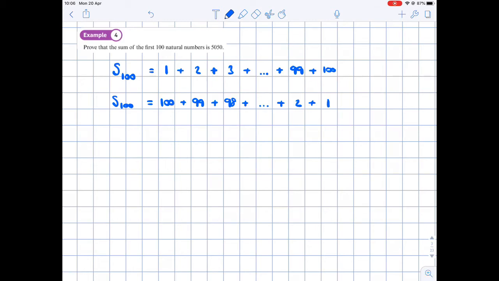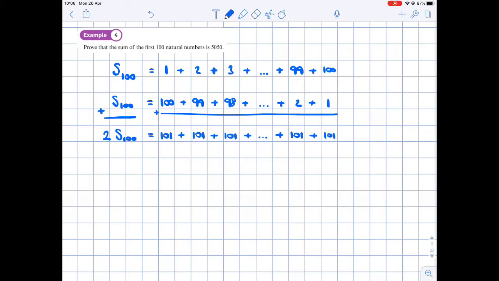And as we can see here, if we add the left hand side together, we get 2 lots of the sum of 100. And if we add the 2 right hand sides together, we get 101 plus 101 plus 101 all the way to the end. So this could be rewritten as, instead of writing 101 100 times, we could say there are 100 of them. This is looking a bit more like an algebraic equation now. So let's make the sum of 100 the subject. We do that by dividing both sides by 2.